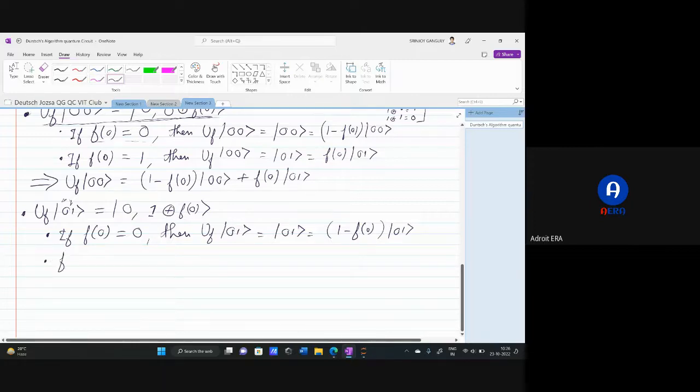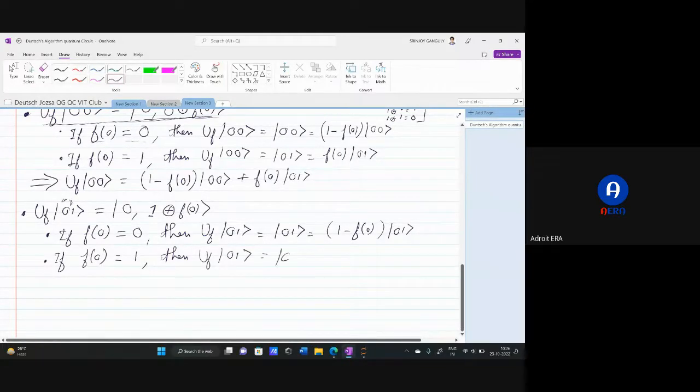And similarly, if f of 0 is equal to 1, then again the same thing. This same thing will now repeat for all the states. Okay, ket 0 0, ket 0 1 is done, then ket 1 0 and ket 1 1. So you can start solving it by yourself now in your notebook.